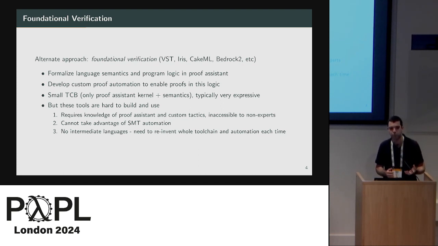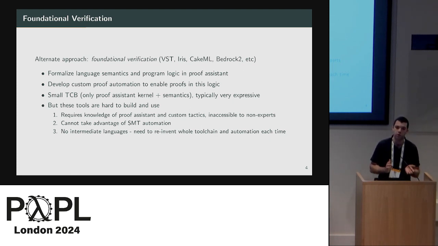And if the user wants to prove a program correct, they have to carry out the proofs interactively in the proof assistant in that program logic, maybe with some custom automation or tactics. And you end up with a theorem that says exactly what you're proving about your program, that it's guaranteed to hold according to these semantics. And the only thing you have to trust in this theorem is the proof assistant kernel itself, as well as your formalization of the source language semantics. And you get a typically very expressive logic from this.